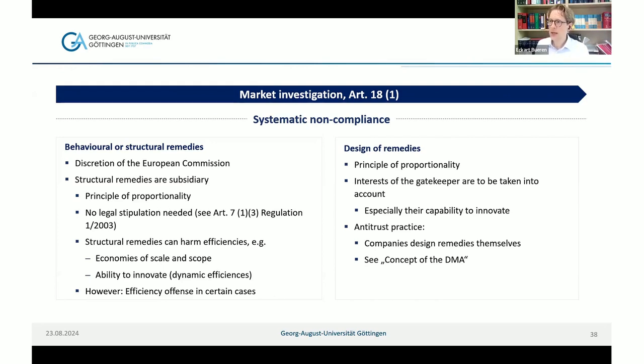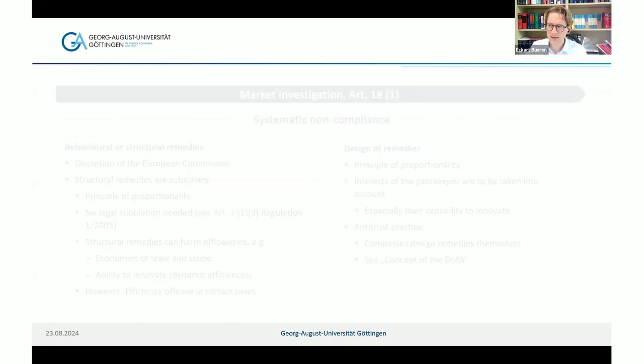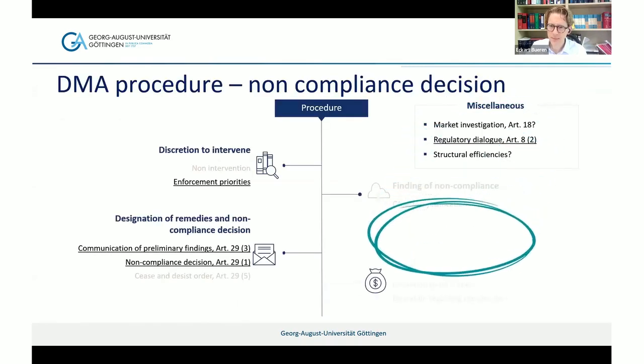It can do so, but probably it will not do so on a very broad scale, because this will tie up many resources, and maybe the Commission has easier possibilities to go after a gatekeeper. Yeah, and then we are in the final stage of proceedings, namely it comes to the setting of a fine.